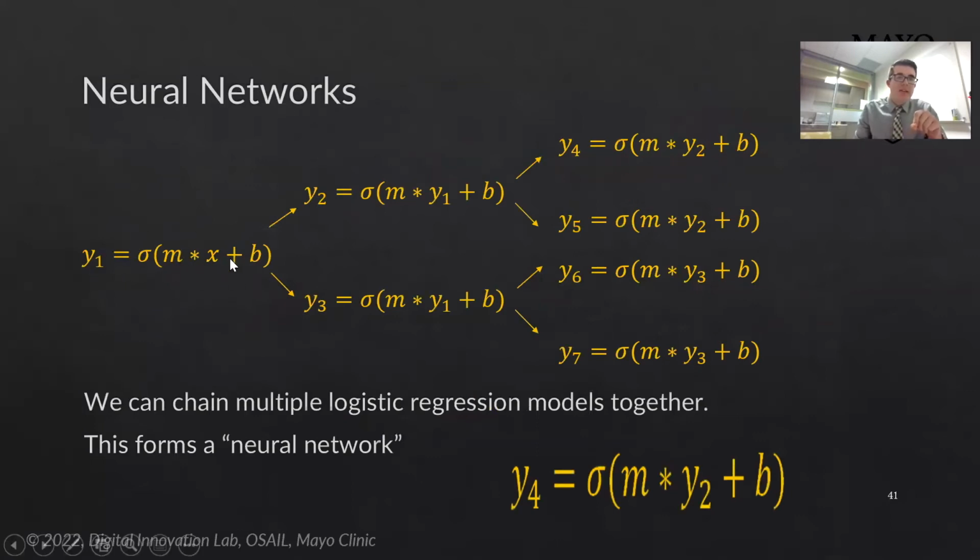So we have our single logistic regression model here, but we can chain these together. So in this case, the output of our first logistic regression feeds in as the input to subsequent regression equations. And so this forms a quote unquote neural network or a network of these equations. And the reason this is so powerful is because it can capture very, very complex relationships in our data. It's not just a linear equation anymore. Now you can capture very, very complex features.